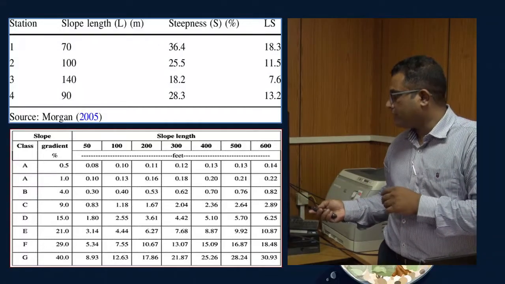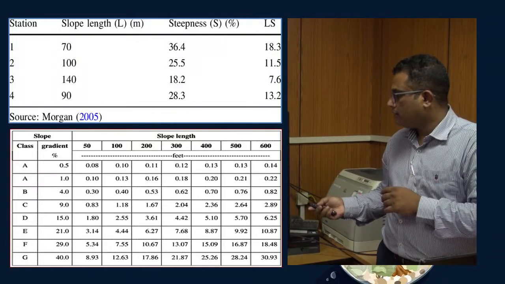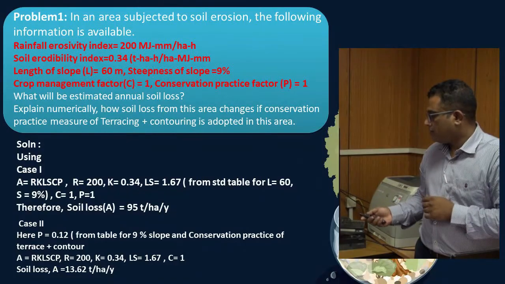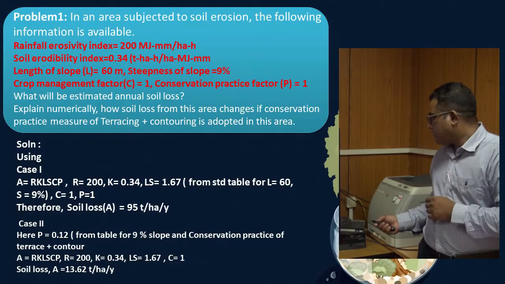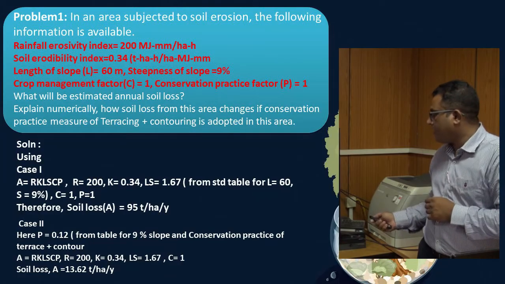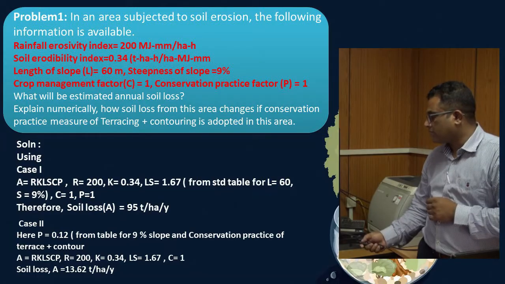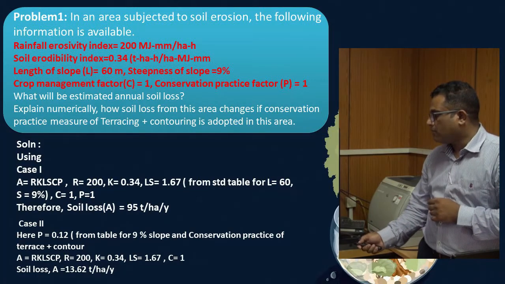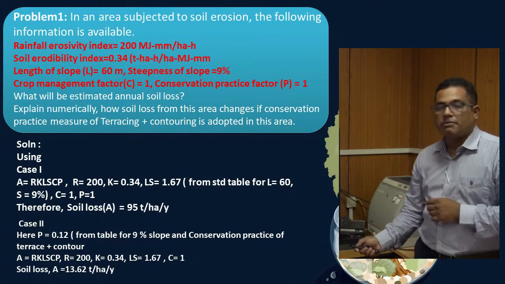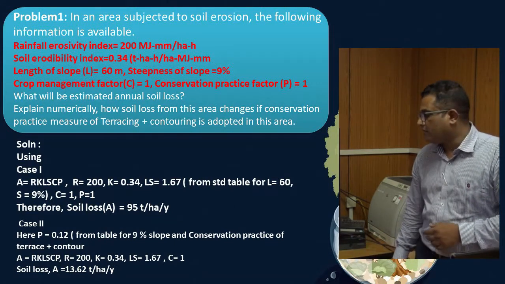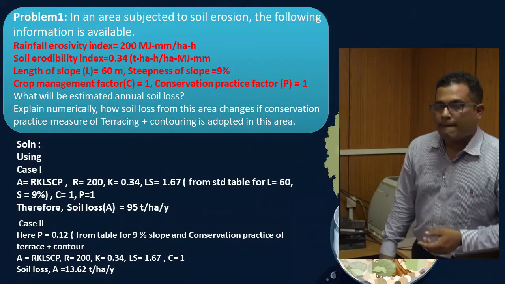Coming back to the question again. Now we have found out 1.67. C is 1, P is 1. Therefore, the soil loss A would be a simple multiplication of R, K, L, S, all the factors. It is coming out to be 95 ton per hectare per year.